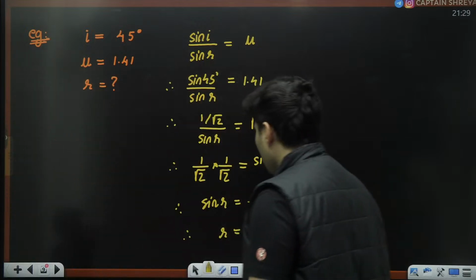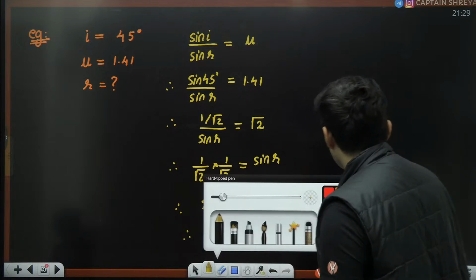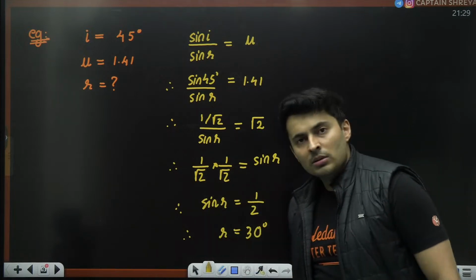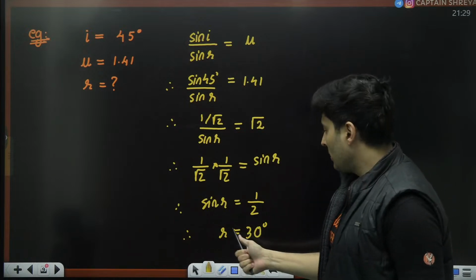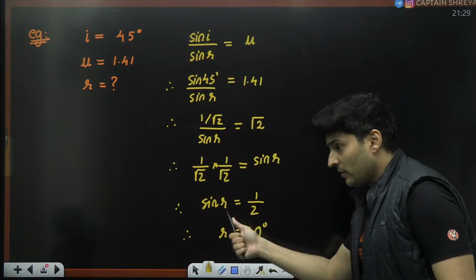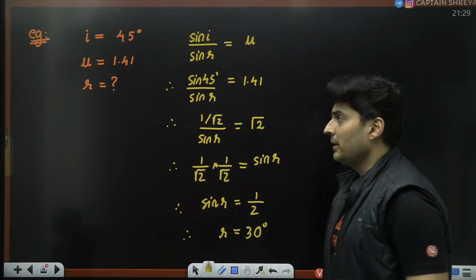Okay, I am not answering that question because you are typing it 100 times. Sorry. So r is equal to 30 degrees, because the sine of the angle of refraction is coming out to be half. Whose sine is half? Obviously 30 degrees.